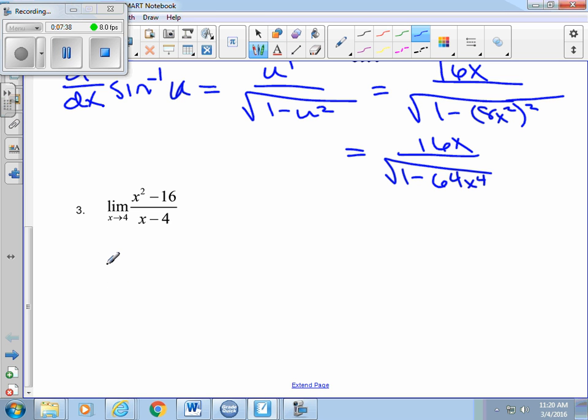Okay, let's look at number 3. The limit as x approaches 4. How am I going to do that? Try plugging in a 4. What do you get? 0. What's that mean? There's a hole. What does that mean I need to do? Factor.